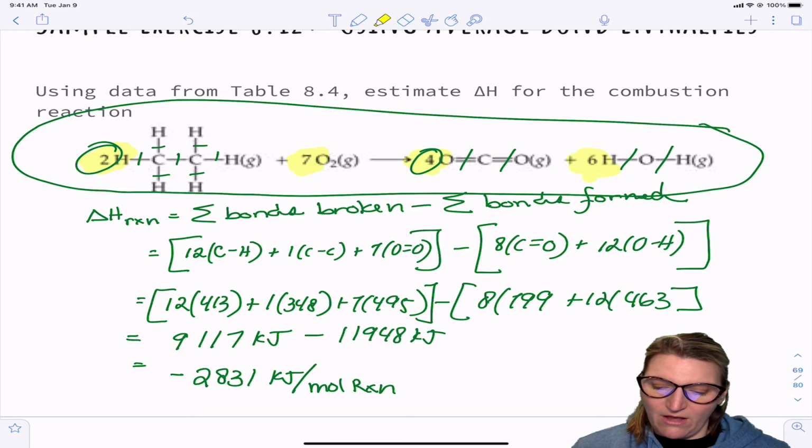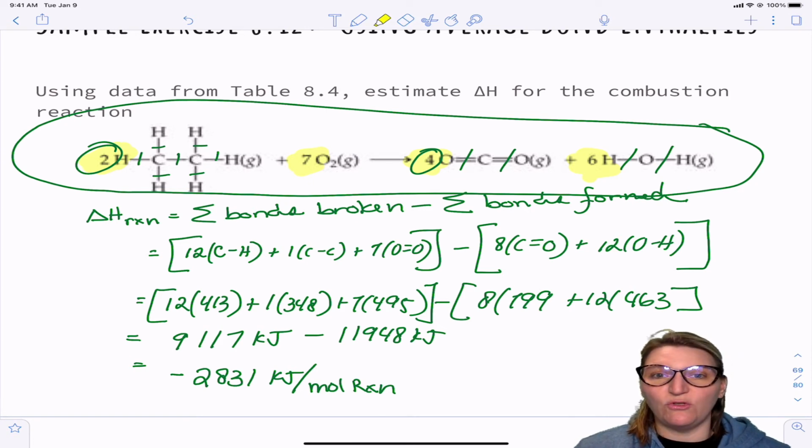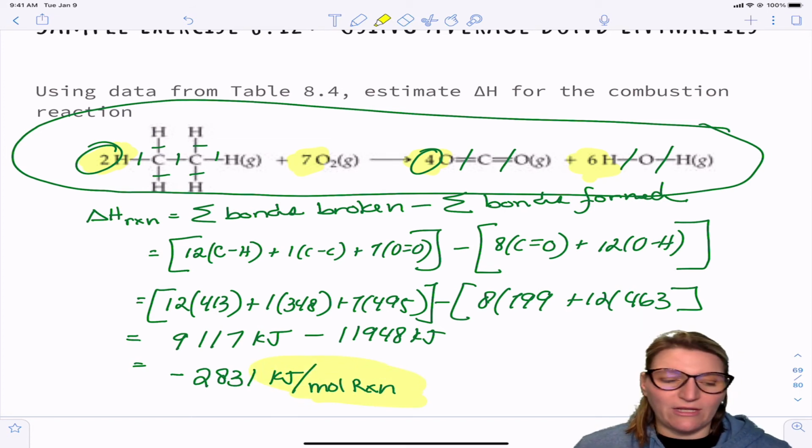So it's not for 1 mole, it's not the combustion of 1 mole of ethane, it's the combustion of 2 moles of ethane. So that's why we just said moles of reaction. And then, I always double check these, make sure that it should be a negative number because it is in fact a combustion reaction. So it should be exothermic.